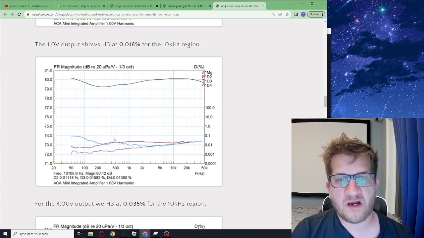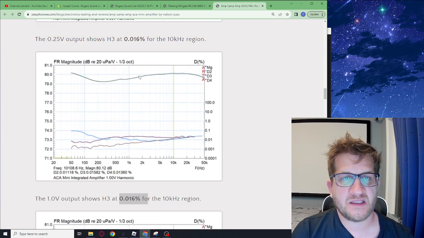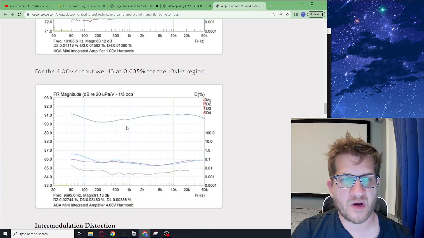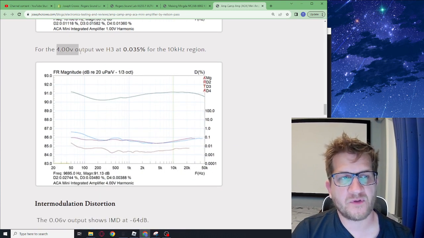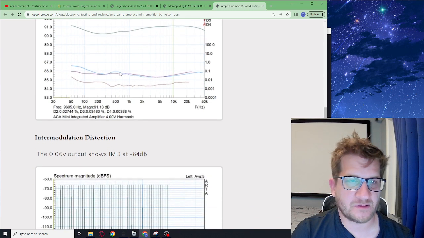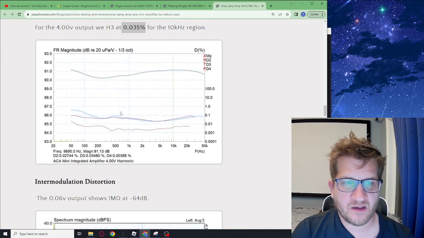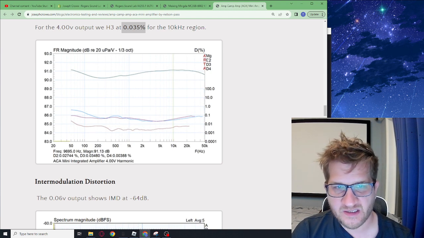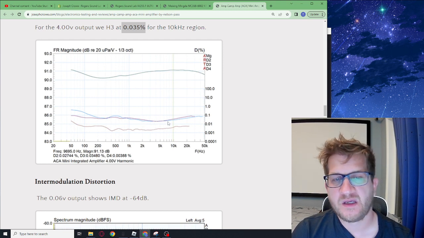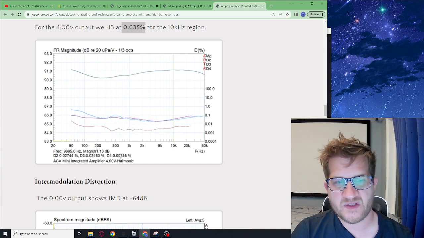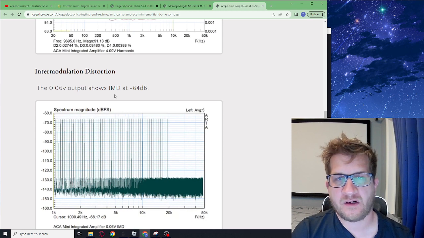At the 1 volt output, we see that basically it's unchanged. So nothing really changed there for harmonic distortion. Now for the 4 volt output, which is 2 watts of output, assuming an 8 ohm load, distortion is 0.035%. Just looking at it here, now my legend is a little bit hard to see there, but it's predominantly the second and third harmonic, with the fourth harmonic being quite low. You can see it here at 0.0038, so quite low higher order harmonics.